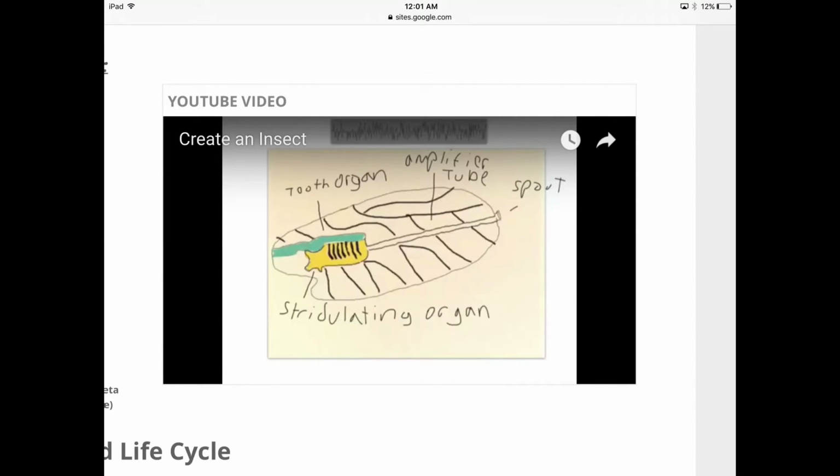The key feature in the screeching mosquito that makes it different from the regular mosquito, it's on its wing. So as you can see here in this animation, the tooth organ, which is in green, is 3 times as large as the regular one. So you can see that the little spikes are rubbing against the stridulating organ, which is in yellow, which is 4 times as large. So this creates a buzzing sound, which goes through the amplifier tube, which is about the size of a vein. So the buzzing sound created by the stridulating organ and the tooth organ goes through the amplifying tube, and turns it into a screeching noise, then comes out the spout. The screeching noise sounds like this.